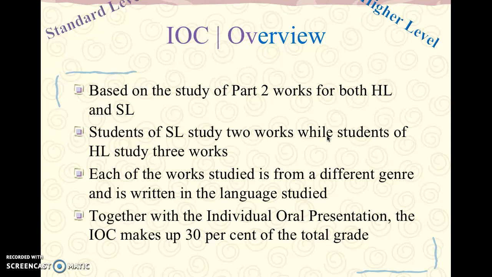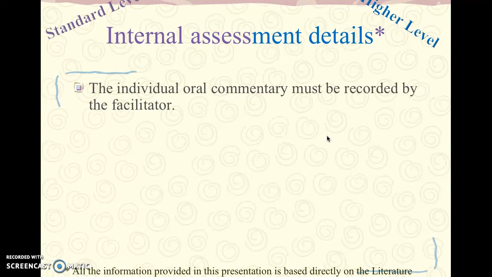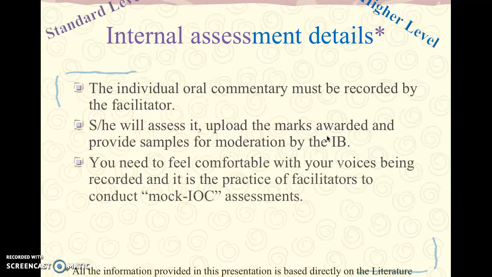Together with the individual oral presentation, the IOC makes up 30% of the total grade. The internal assessment details are as follows. The individual oral commentary must be recorded by the facilitator. She or he will assess it, upload the marks awarded, and provide samples for moderation by the IB.